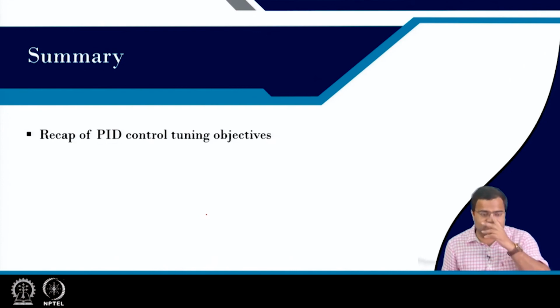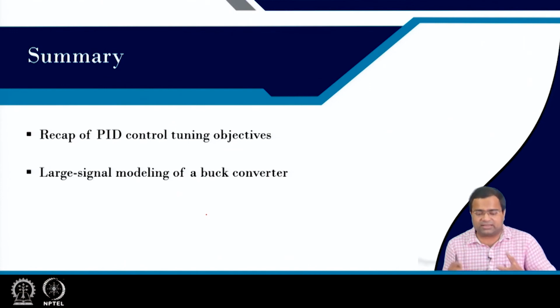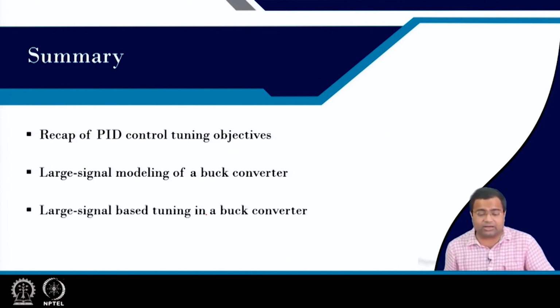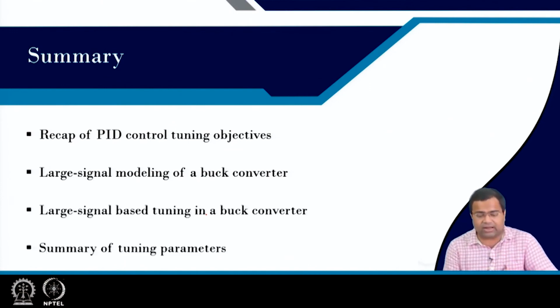So, I want to summarize with a recapitulation of the PID controller tuning objective, then large signal modeling of a buck converter, derivation of the tuning rule in a buck converter, which we did for current mode as well as voltage mode control, and the summary of tuning parameters.